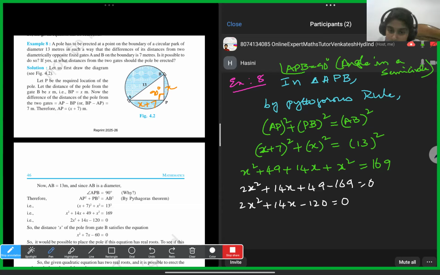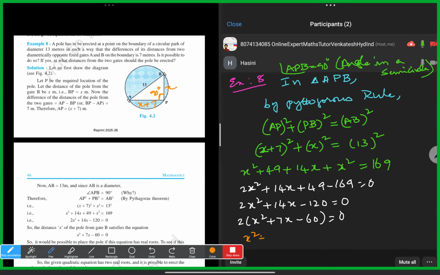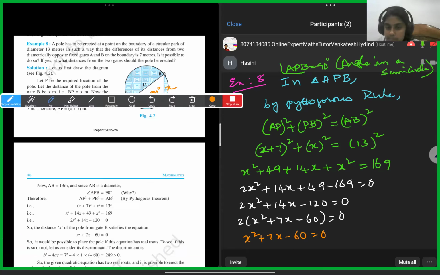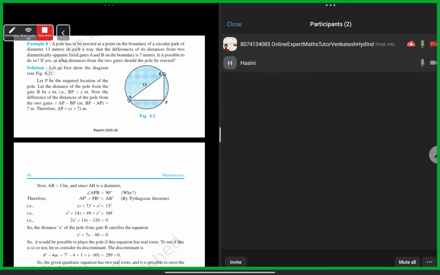Okay. So 2 common, x square plus 7x minus 60 is equal to 0. So finally, 2 will go to the right side, which is x square plus 7x minus 60 is equal to 0. So a value is 1, b value is 7, c value is minus 60. Any doubt? No doubt, sir. Yes. I'll finish this sum here.